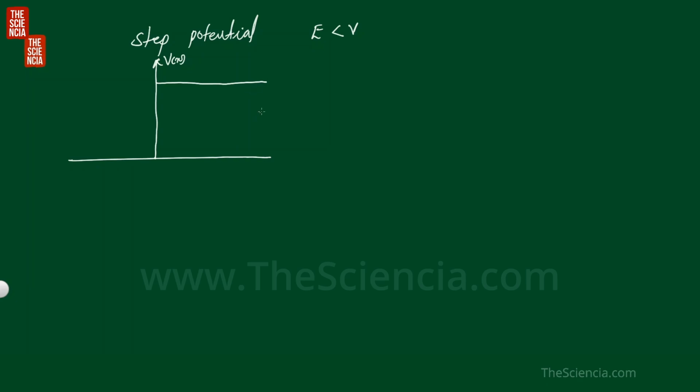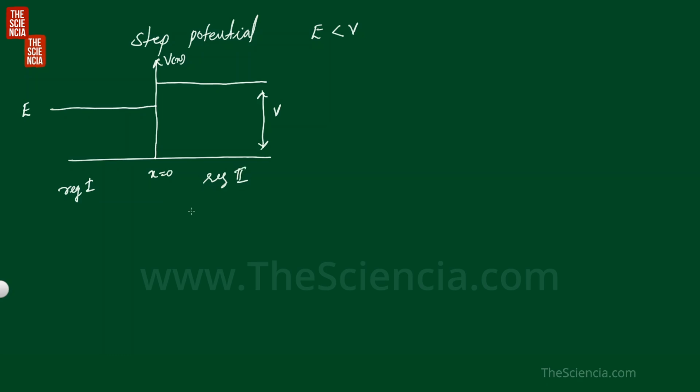Now let us consider another case of step potential, that is, the energy of the particle is less than the potential. The graph will look like this. And see, this is the potential barrier, and right now the energy of the particle is less than the potential barrier. So this is the energy of the particle, and this position is x equal to 0. I'm calling this region 1 and this region 2.